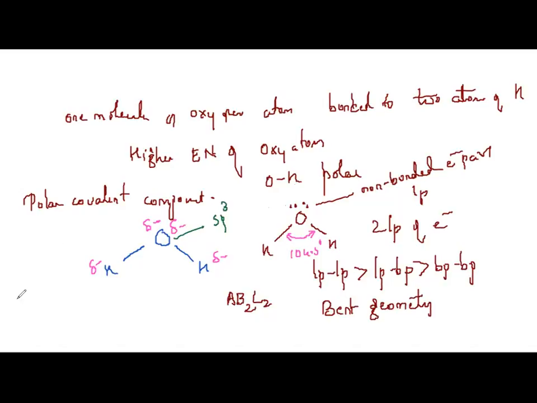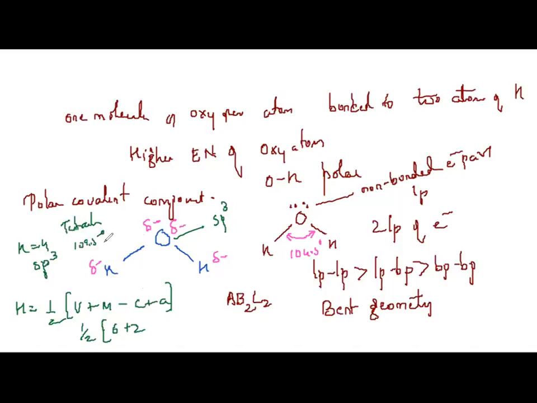I hope you remember how to calculate hybridization, right? Half (V plus M minus C plus A). So half V is how much? Valence electrons on oxygen are 6. It is bonded to 2. 8 by 2 is 4. So if H is equal to 4, what is the hybridization? It is sp3. Though it is having sp3 hybridization, expected geometry is tetrahedral and bond angle is 109.5. But it is not so because of presence of lone pairs.